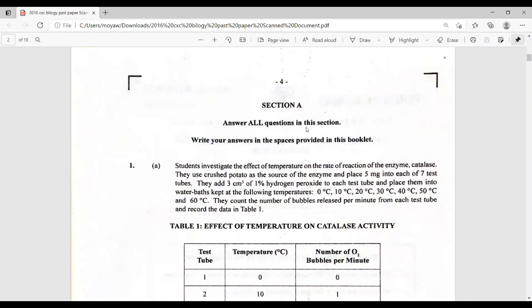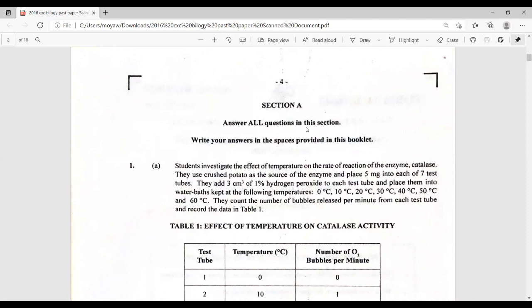So question 1A. Students investigate the effect of temperature on the rate of a reaction of the enzyme catalase. They use crushed potato as the source of the enzyme and place 5 mg into each of the 7 test tubes. They add 3 centimeter cube of 1% hydrogen peroxide to each test tube and place them into water baths kept at the following temperatures.